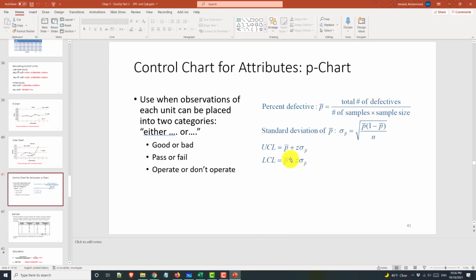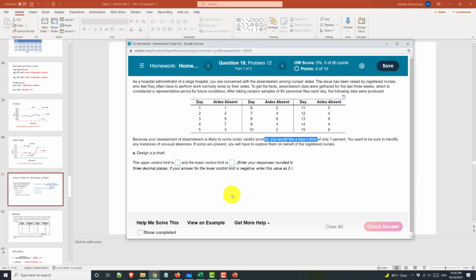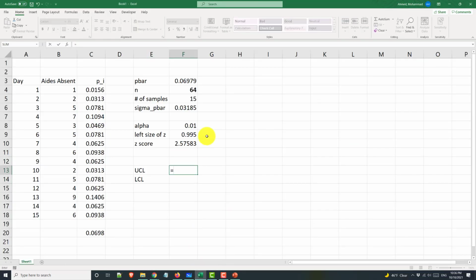So I can look at the formula in the slides. It's just p bar plus z times the sigma, and p bar minus z times the sigma. So I take p bar plus z times the sigma. That is my upper control limit, and the lower control limit is going to be p bar minus z times sigma. Notice I got a negative value, so that's going to be rounded to 0 because you can't have a negative probability. It's impossible. So my answer is going to be this and this.